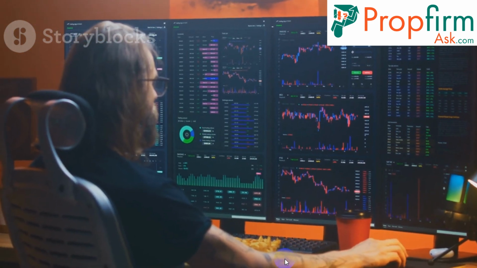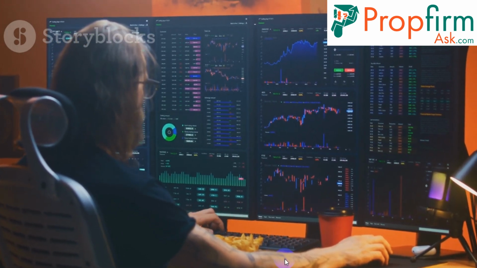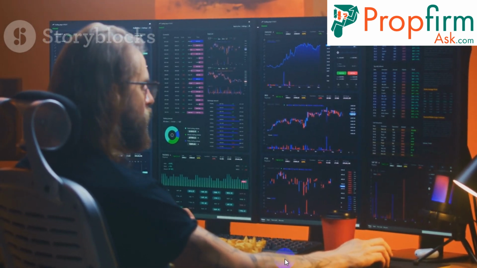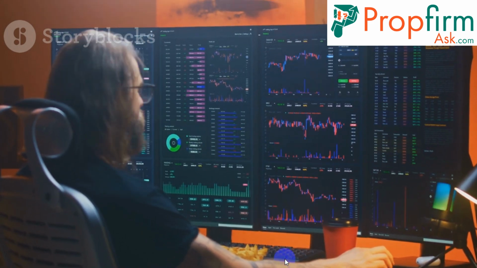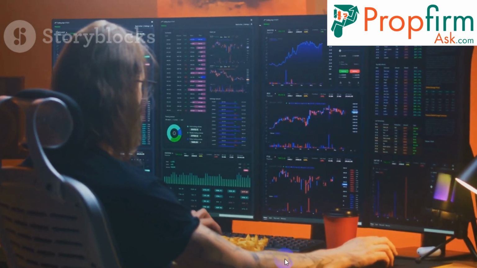As you run your backtest, pay close attention to key metrics like the win rate, average profit or loss per trade, maximum drawdown, and the risk-reward ratio. These metrics will give you valuable insights into the viability of your strategy.